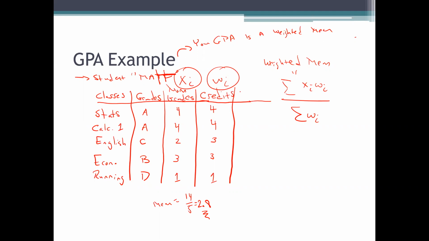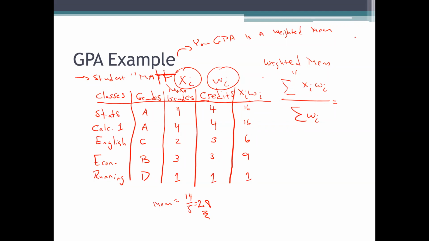So doing this by hand, I'm going to put a new column here called x sub i, w sub i. And what you're going to do is multiply across. Okay, 4 times 4 gets me 16. 4 times 4 gets me 16. 2 times 3 gets me 6. 3 times 3 gets me 9. And 1 times 1 gets me 1.